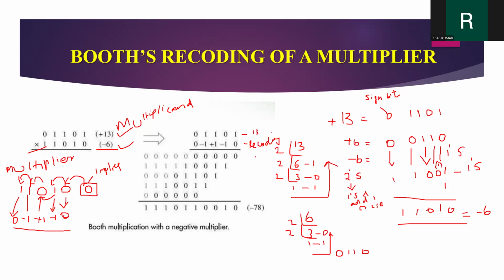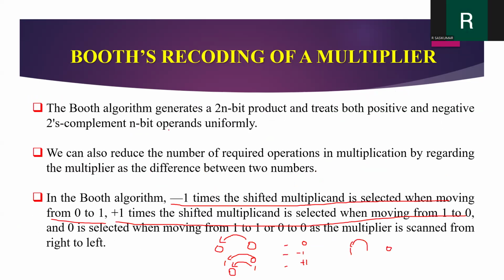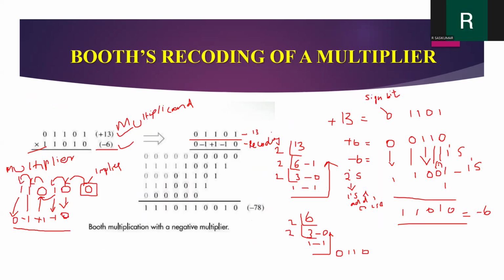The total number of bits is 5. The product value must be represented in 2n bits, as I mentioned at the first point. The Booth algorithm generates a 2n-bit product, so the result must be 2 times n bits. What is n here? Totally 5 bits, so 2n bits means the total product must be 10 bits.